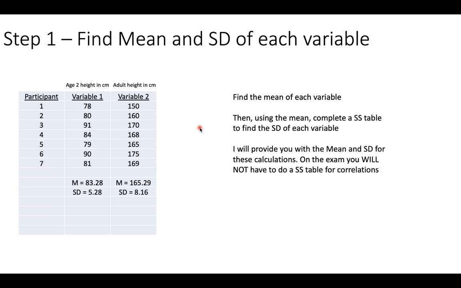But for correlation coefficients, I'm going to give you these values, the means and standard deviations for each variable. So we can see that for height in centimeters at age 2, the average height is 83.28 centimeters with a standard deviation of 5.28. The average adult height in centimeters is 165.29 with a standard deviation of 8.16.